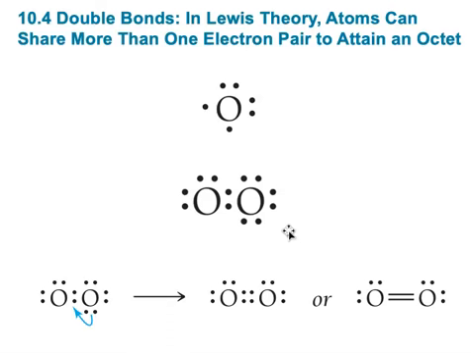So we can actually form multiple bonds with our Lewis dot structures. In theory, or in Lewis theory, atoms can share more than one electron pair to attain their octet. So we know from chapter 5 that oxygen exists as a diatomic molecule. If we were to pair two oxygen atoms together and then try to write a Lewis structure, we wouldn't have enough electrons to give each oxygen an octet.